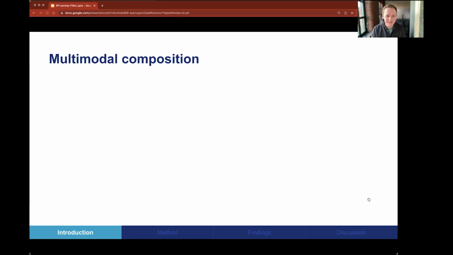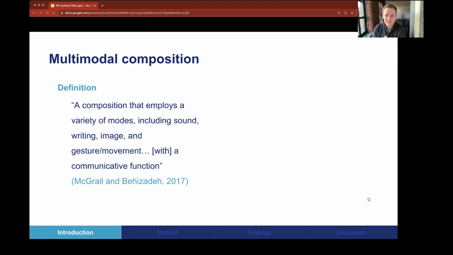just text. So a multimodal composition or a multimodal story or a multimodal text employs a variety of modes or representations, including sound, writing, image, also gesture and movement, with a communicative function. So they want to tell a story, they want to say something. And that to me seemed more aligned with the idea of visual programming, block-based programming and Scratch, because students are using all of these representations and programming them to do all different things.